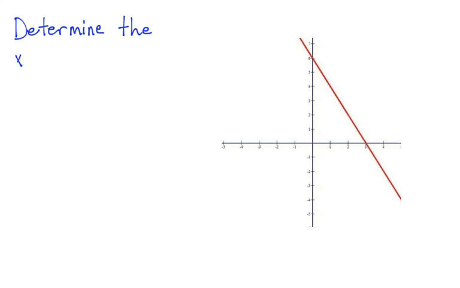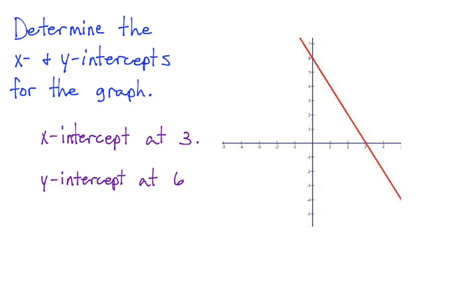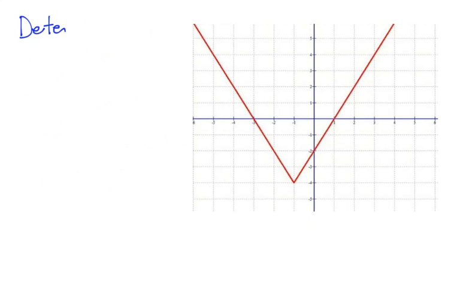And here's another one. This is a line. Determine the x and y intercepts for this graph. Well, I have an x-intercept at 3 and a y-intercept at 6. Period. End of discussion. Do not make this difficult or into something that it's not. It's really very simple.